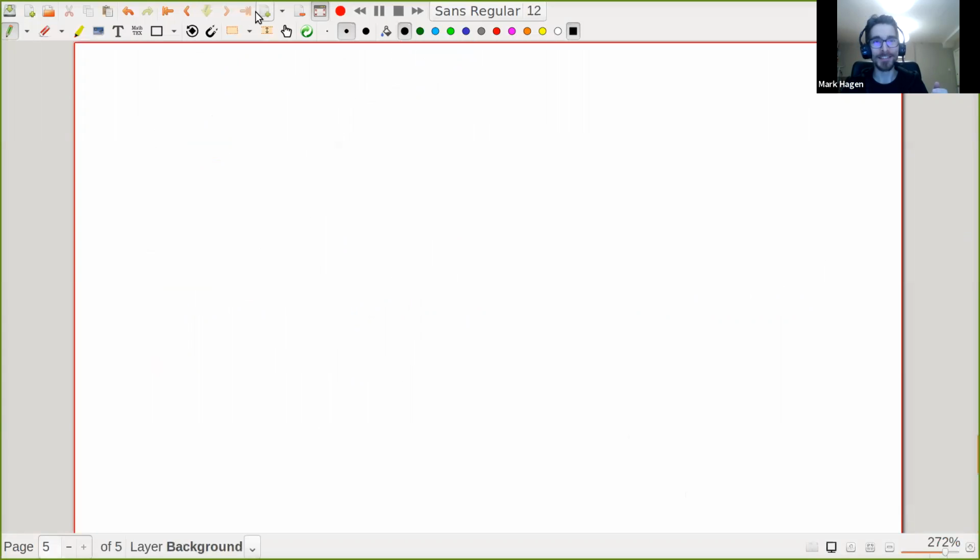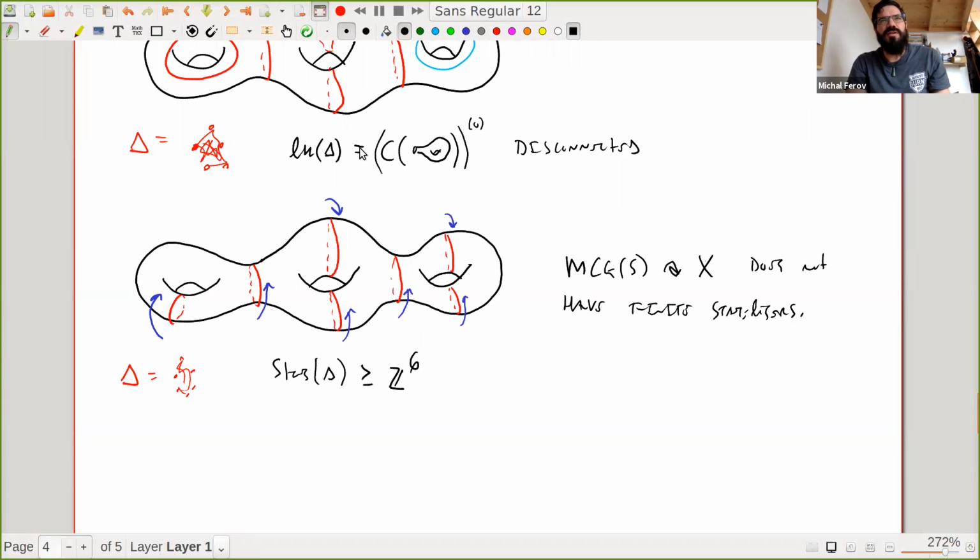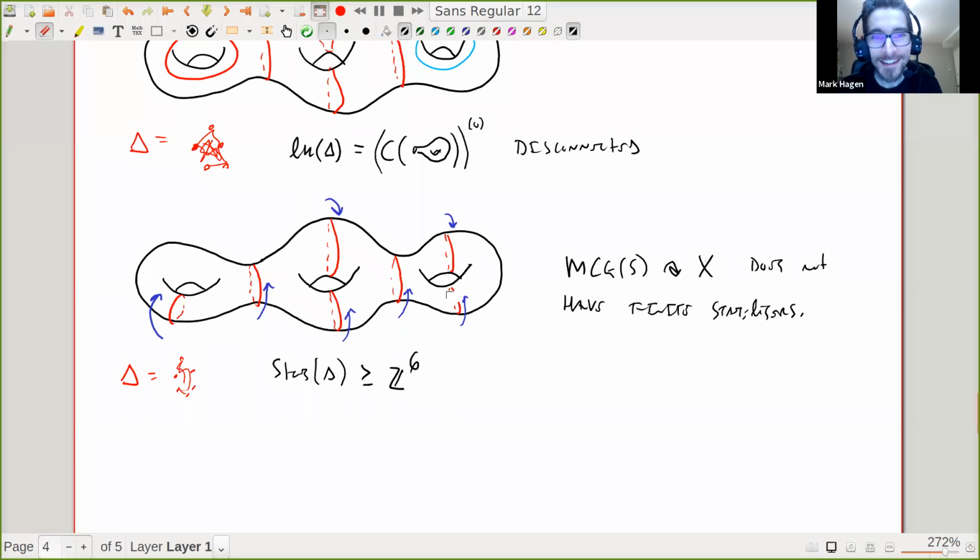And so yes. I just want to check, weren't the two loops on the right-hand side of the surface isotopic? Oh, sorry, I drew too many curves. Thank you. I got excited. Yes, because there should only be 6 and I drew 7. Thank you. Yeah, those two Dehn twists I drew were the same.